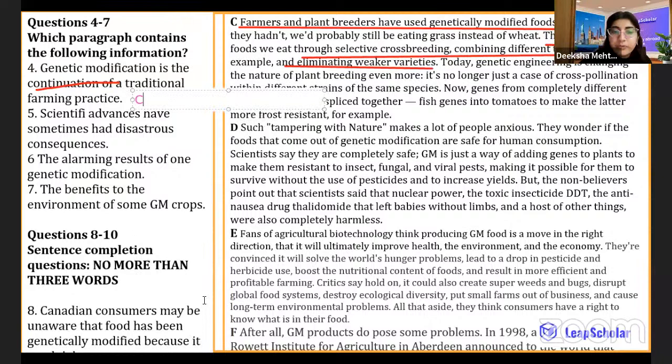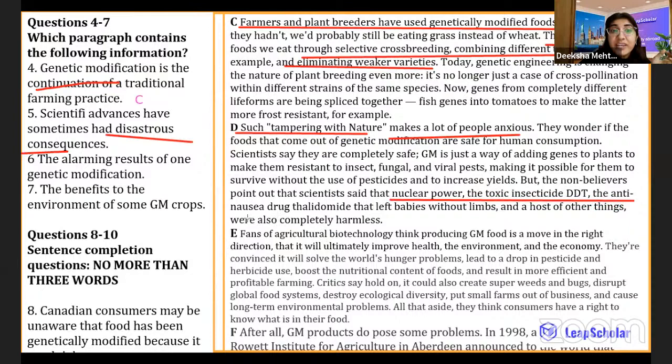A lot of you found it. Fifth, scientific advances have sometimes had disastrous consequences. Here it is, such tampering with nature makes people anxious. So you know that maybe this paragraph could have it. Right here it says, nuclear power, toxic insecticide, DDT, anti-nausea drug, thalidomide, left babies without limbs, and a host of other things. Right? So what were all of these? Nuclear power, toxic insecticide, these were scientific advances that had disastrous consequences. So this is D.